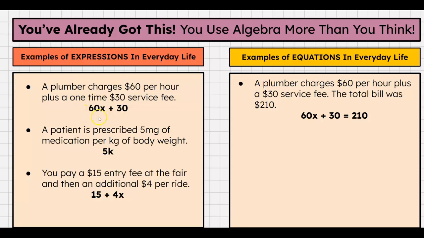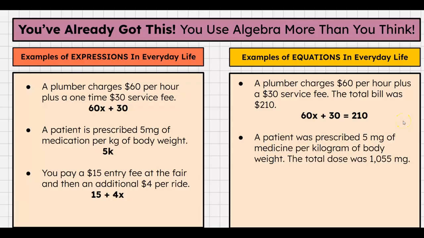It was just basically the expression that represented how much he charged per job. But over here, we're able to find out how many hours he works, and there would be no unknowns after we solved it.